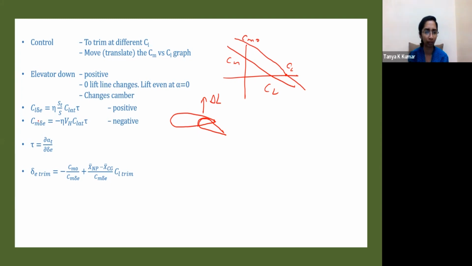Now, these are few formulas that we have been going through the last couple of lectures. CL delta E, this is the equation, CL delta E due to the deflection of elevator, okay? The coefficient of lift due to the deflection of elevator. This is a positive quantity because every entity in this equation is positive. The efficiency is positive, the areas are positive, tau, the control surface effectiveness parameter is positive, and CL alpha T is positive. So the lift curve slope of the tail is positive. So this entire term is positive.